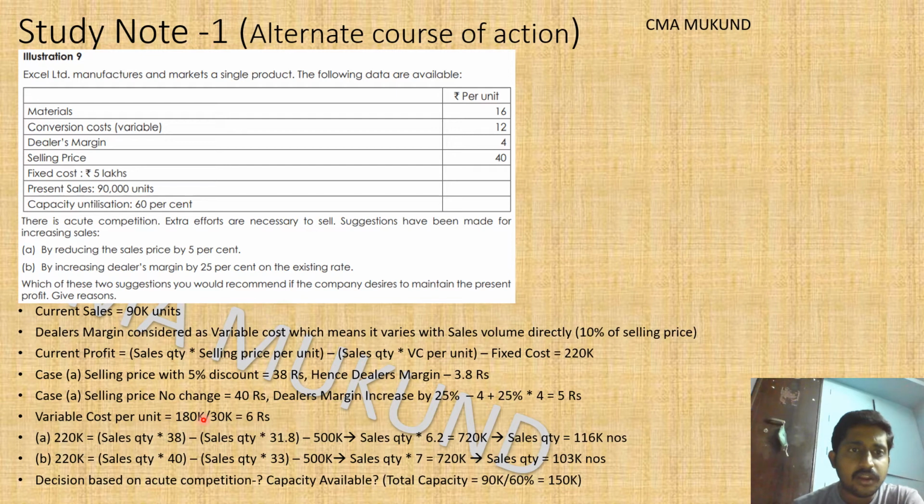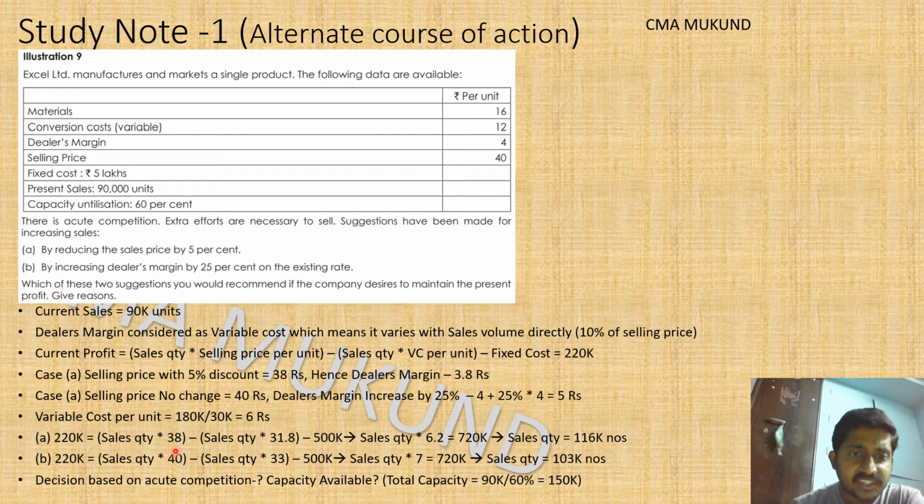So now the variable cost per unit is calculated at the present level. I think there is a typo error here. Okay, so let me apply the formula here. The present level of profitability of 220k is applied. We have already calculated that the present profit is 220k, which is 2.2 lakhs. So 2.2 lakhs is equal to, we have to find the sales quantity for these two proposals given by the marketing department.